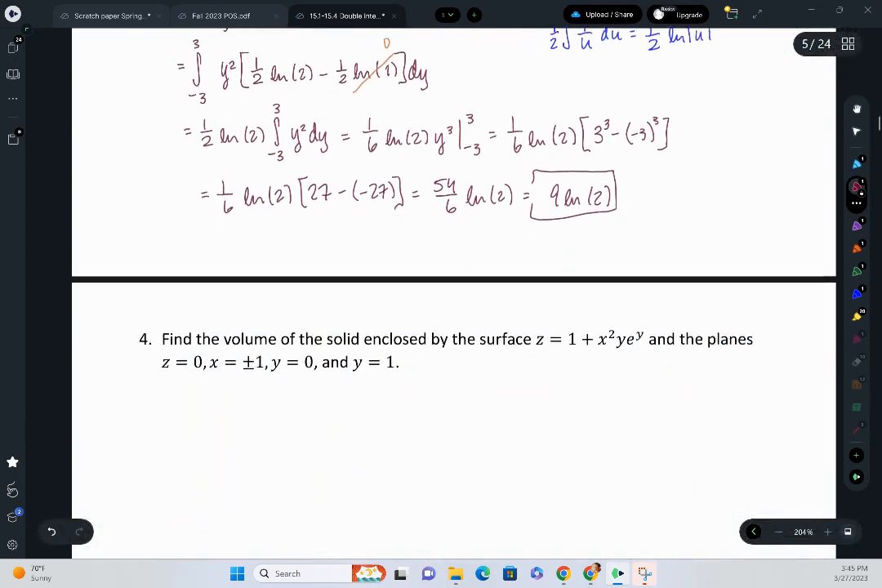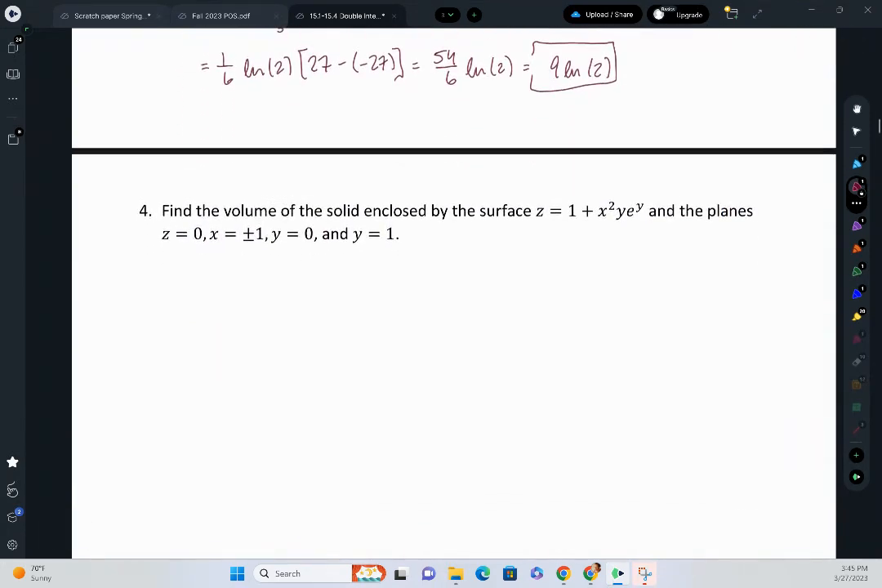Let's try another one. In here, we need to find the volume of the solid that is enclosed by the surface z equals 1 plus x squared y e to the y. And then by the planes, z equals 0, x equals plus or minus 1, y equals 0, and y equals 1. So the z equals 0, that's just the xy plane. Okay, that's my lower bound.